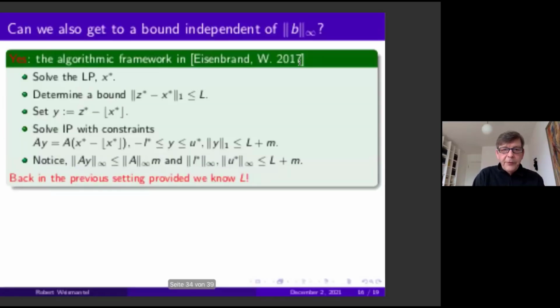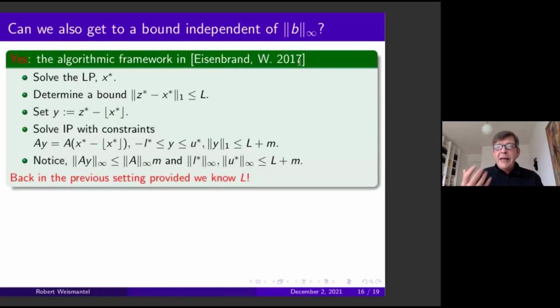In fact, what we need is a bound that does not depend on the right-hand side, because the right-hand side could be huge. And so how can we handle this? Super elegantly, because Fritz told us how to do this. So in fact, you just solve the LP for this dynamic programming type approach.